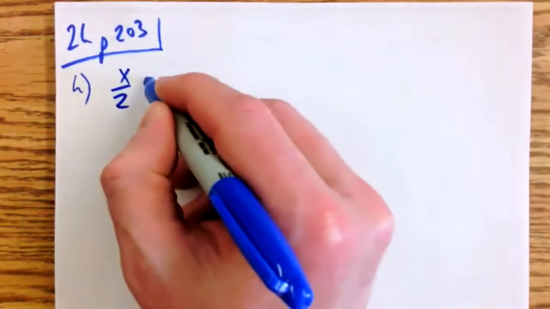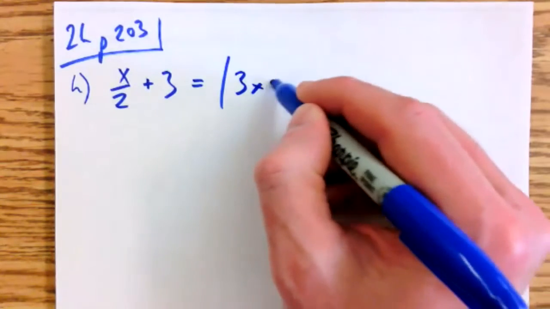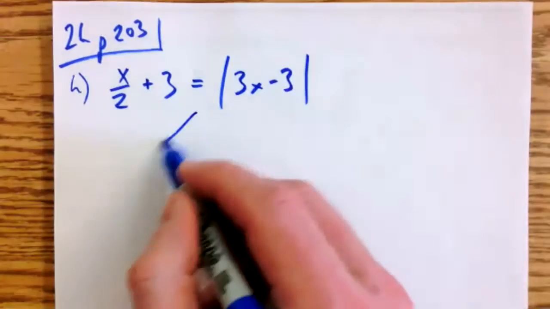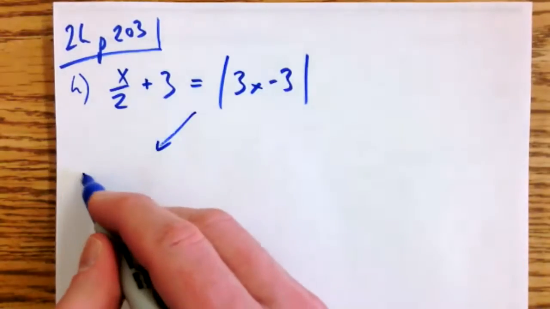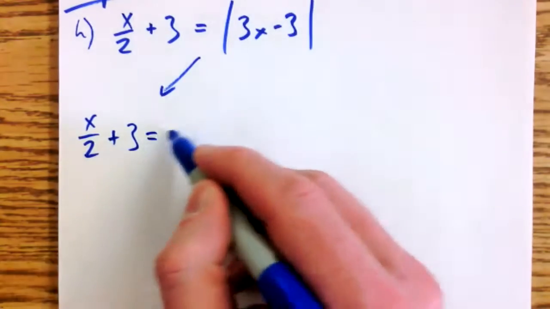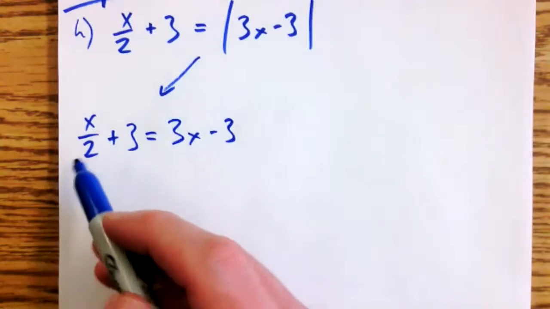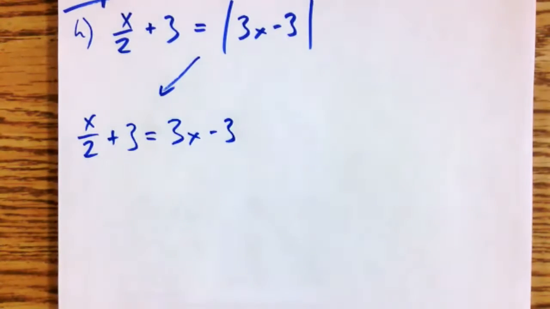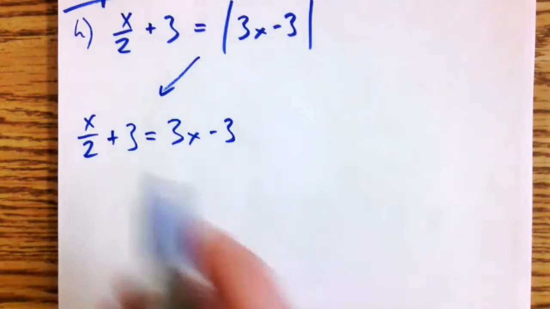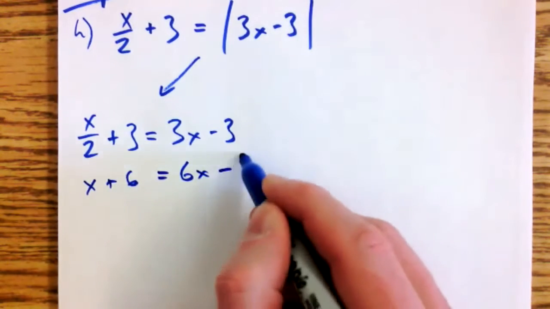x over 2 plus 3 equals the absolute value of 3x minus 3. That was interesting squeaks. x over 2 plus, I'm taking up way too much space, plus 3 equals 3x minus 3. First thing I'm going to do to get rid of the fraction is just multiply everything by 2. So it becomes x plus 6 equals 6x minus 6.